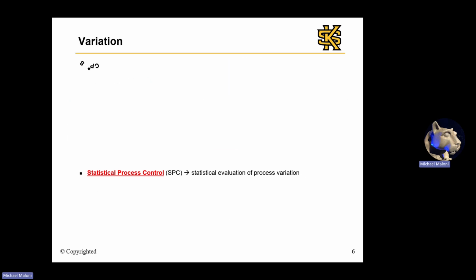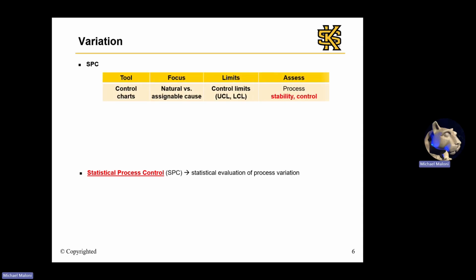Let's relate two tools of SPC, control charts and process capability. First, control charts help us determine if a process is stable. Is the process in control? Control charts help us distinguish between natural and assignable causes of variation. And we'll learn how to calculate limits on what is natural and what is not natural variation with the help of the upper control limit, the UCL, and the lower control limit, the LCL.